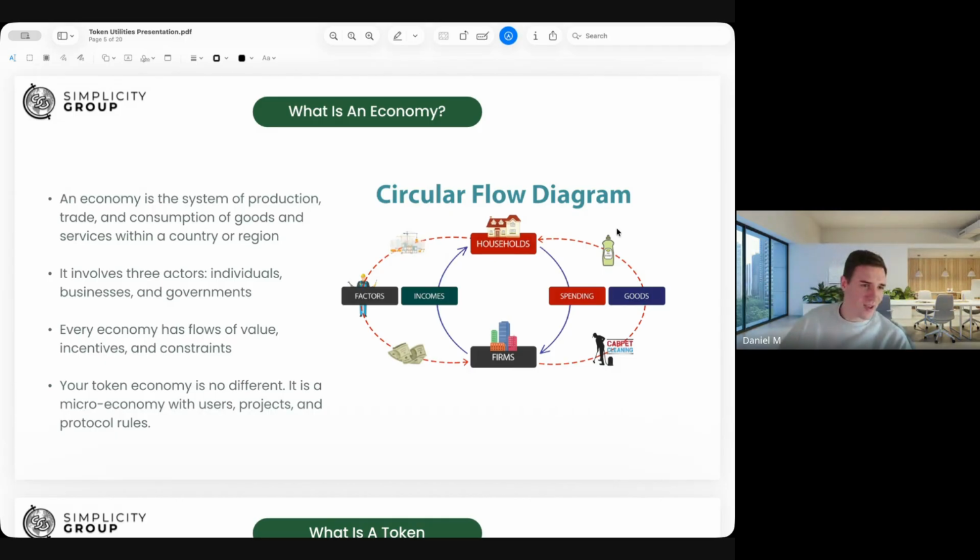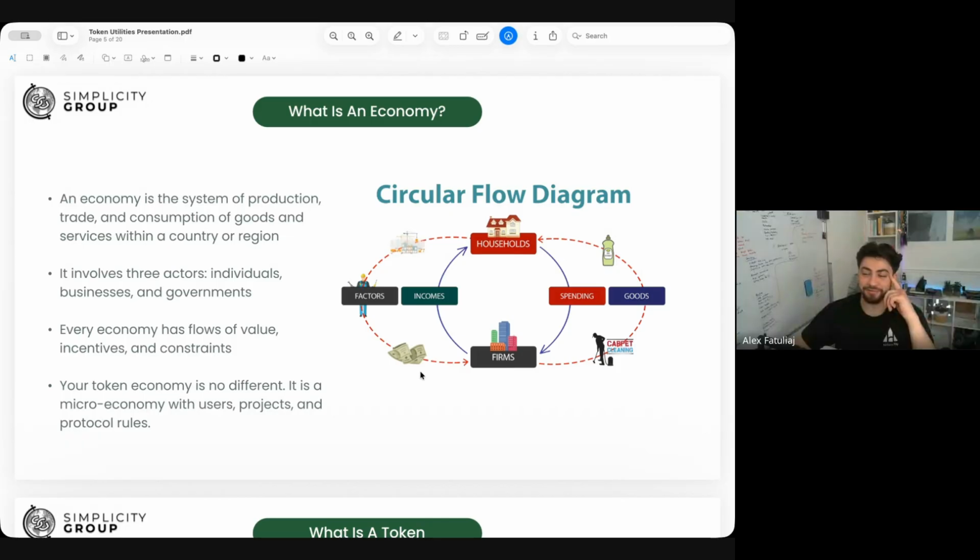Before I move on to the next question, does anyone have any ideas of what a token actually is, or want to answer, or should I just move on? We've got a hand. Alex, what is a token? I think a token is an asset in crypto.